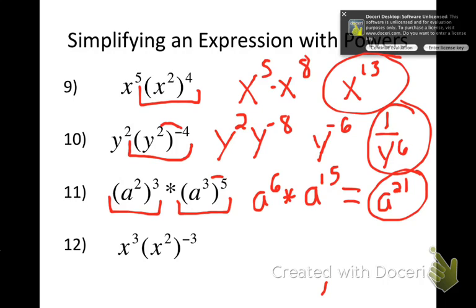12, x to the third times x to the second raised to the negative third. X to the second raised to the negative third would get me, Mark, is it right? Negative x to the 2. Yep, so second to the negative third power would give me x to the negative 6. Nice job. So x to the third times x to the negative 6 gets me what then, Mark? Negative 3. And we don't like negative exponents. I would now express that as 1 over x to the 3rd. Nice job, sir.